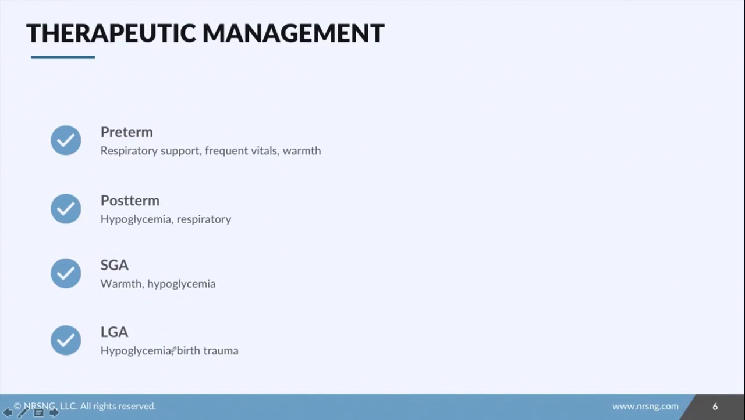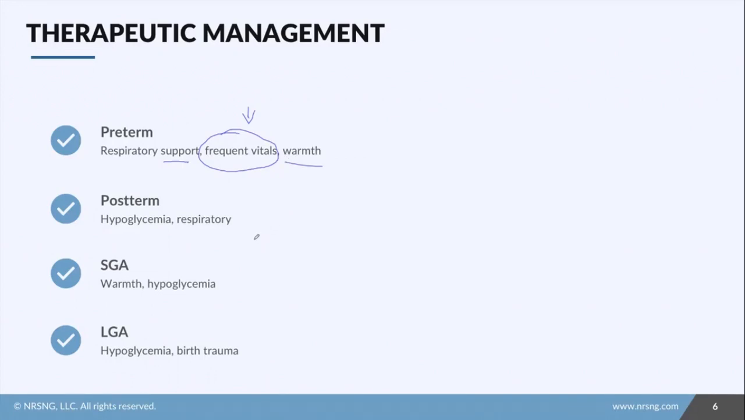Our management will depend on the infant's gestation, their size, obviously hospital protocols, but I'm going to tell you some of the basic management pieces. So for our preterm baby, we want to give any respiratory support or assistance that they might need. These babies probably are going to need more frequent vital signs. That way we can catch a temp drop if it happens, prevent it from getting worse, and provide good warmth for this baby.